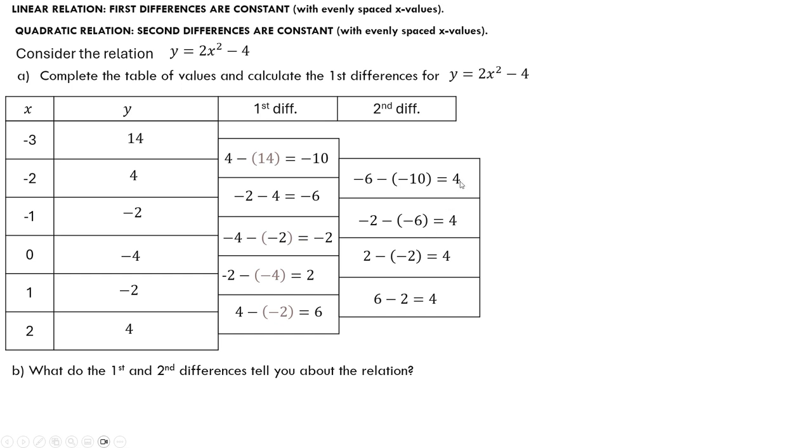The second differences are all the same. So when you have this characteristic of the first differences being different and the second differences being the same, then you can say that the relation is a quadratic.